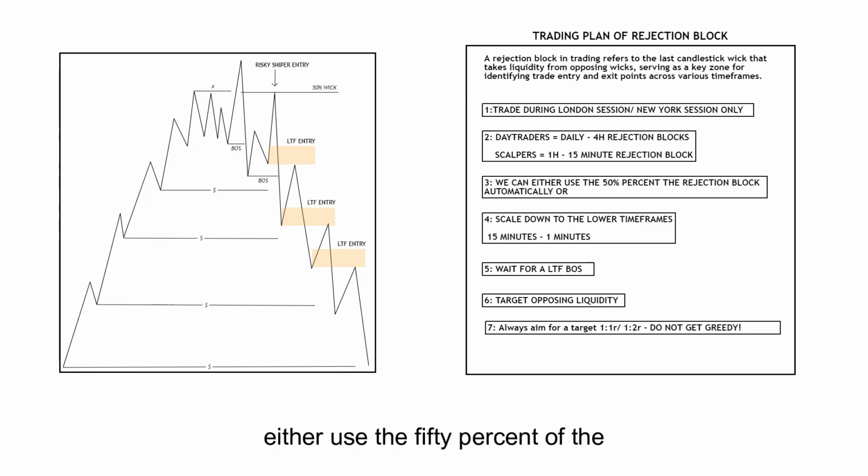We can either use the 50% of the rejection block to enter, as you can see, for our risky sniper entry right here. We can either use the 50% of the wick to enter, or we can scale down to the lower time frames, to the 15 minutes if you're a day trader, or to the 5 through the 1 minute if you're a scalper, to catch a lower time frame entry. For number 5, we wait for a lower time frame break of structure, and then we target opposing liquidity, and always aim for a target of 1:1 R to 1:2 R, and do not get greedy. If price reaches a level and you get a 1:1 R, a 1:2 R, we just close the trade and then we journal and go to the next day.